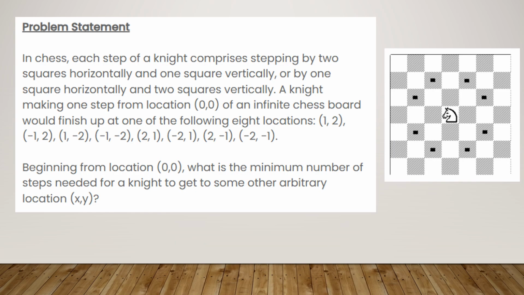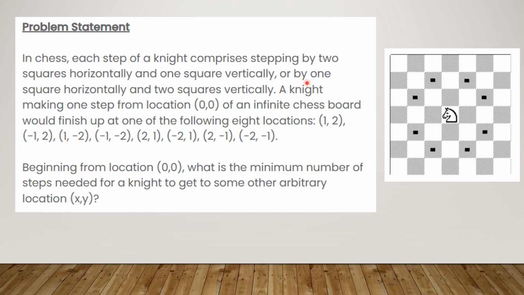Okay. This is the second problem. This is quite an interesting problem. I'll explain it in terms of chess. Each step of a knight comprises stepping by two squares horizontally and one square vertically.